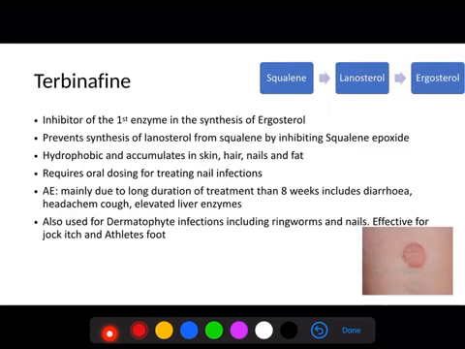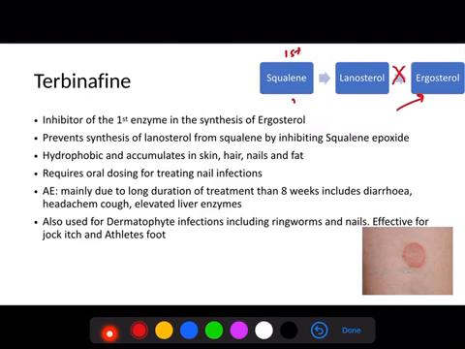Let's talk about terbinafine now. Terbinafine is another drug which inhibits ergosterol synthesis. However, it is not this enzyme this time. It is the first enzyme which is inhibited. Terbinafine is an inhibitor of the first enzyme in the synthesis of ergosterol. It prevents synthesis of lanosterol from squalene by inhibiting squalene epoxidase.